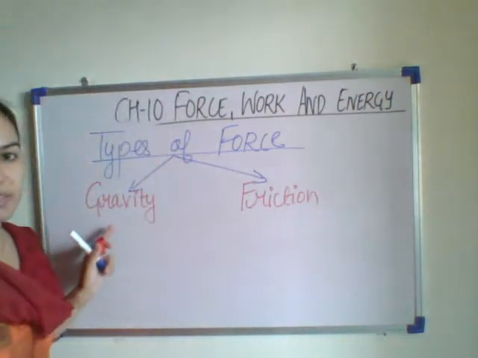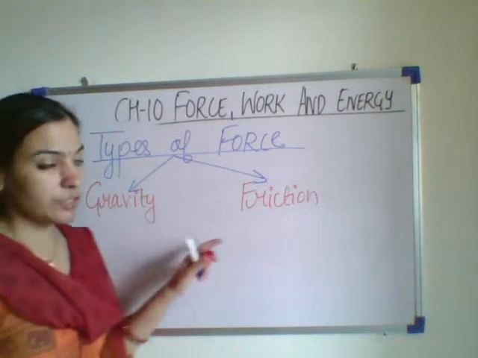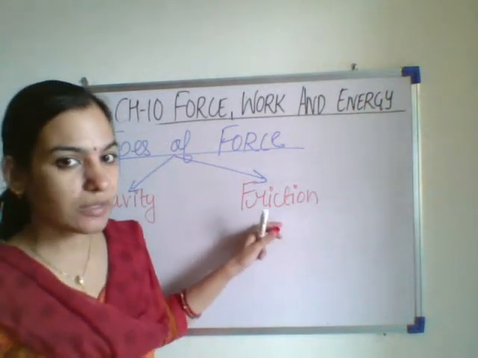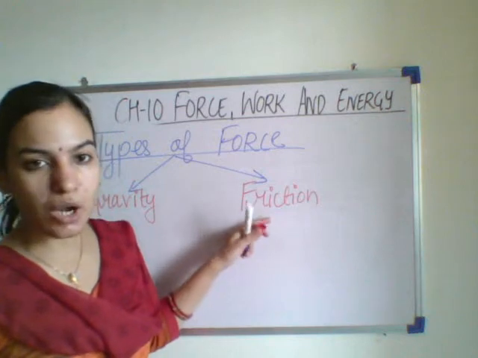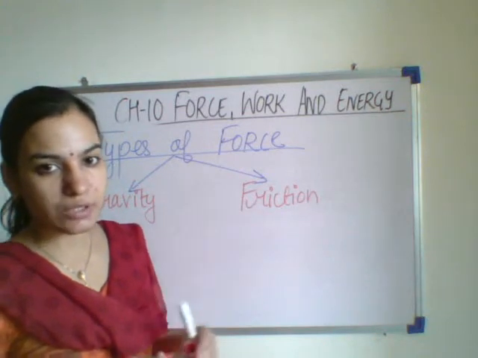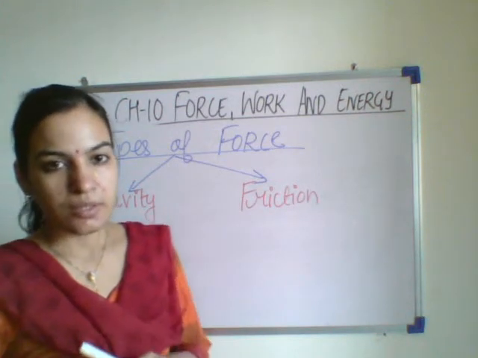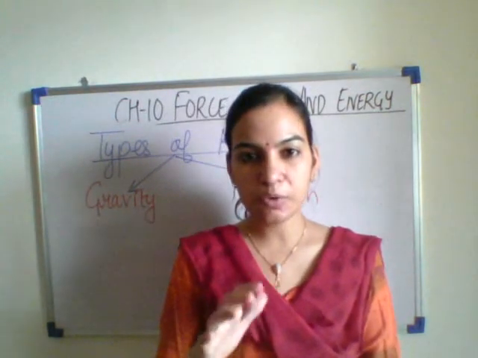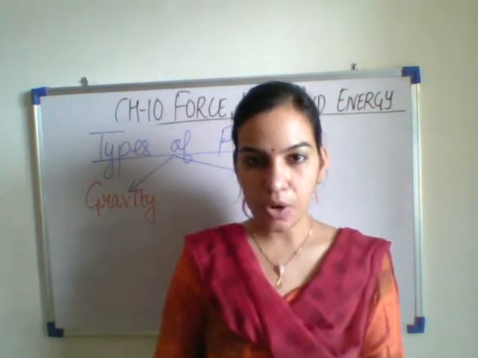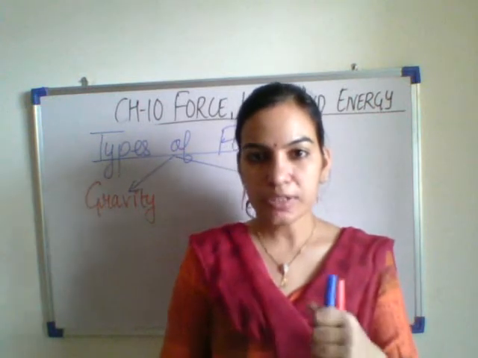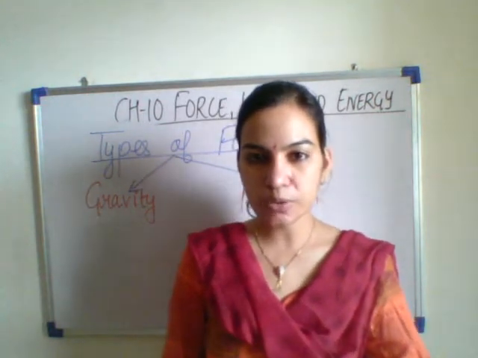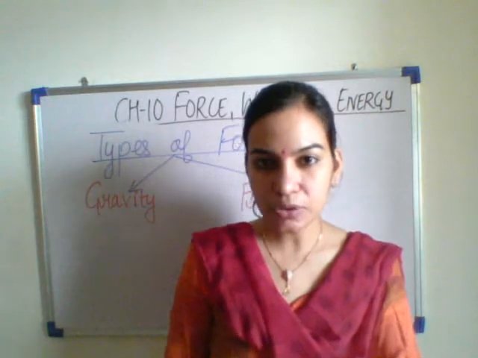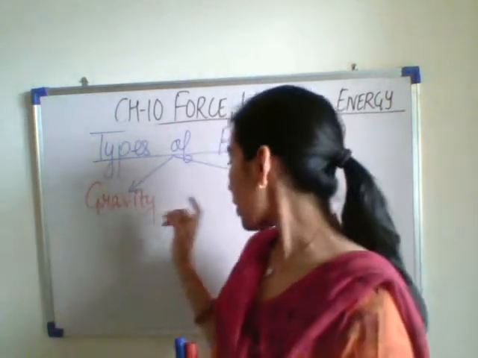The gravity we have not studied yet, but the friction we have studied in class 3rd. What is friction? Along with force we have studied friction. Friction is used to stop a moving object. It slows down a moving object. Suppose there is a ball. You kick the ball. After some time, the ball stops automatically by itself. So it is because of the friction.